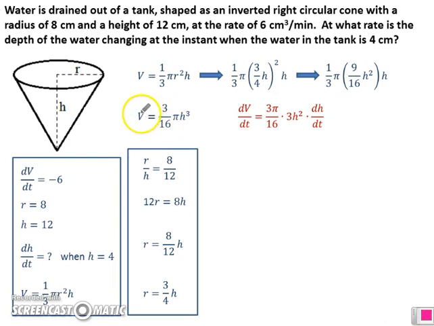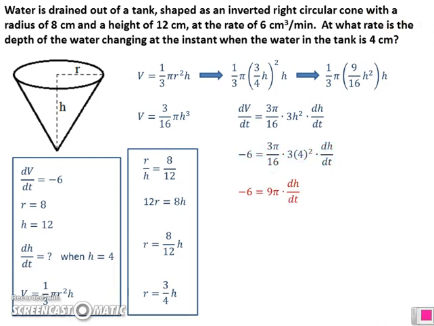Derivative of the volume. And now this is power rule, bring the 3 down. This is a constant, so it just stays for a minute. This is the 3h squared, and then we took the derivative of an h with respect to time. Plug in what we know. The derivative of the volume was -6. Here's my constant at the instant at which the height was 4.